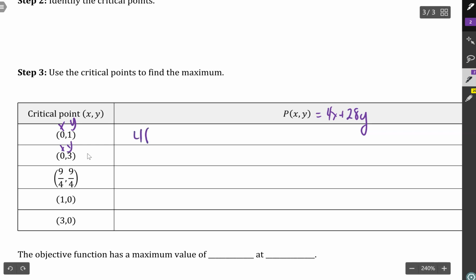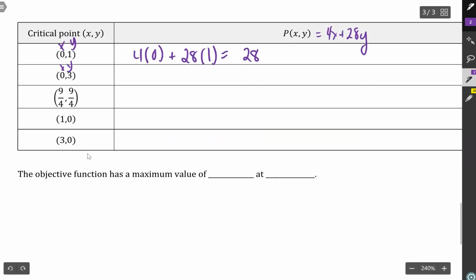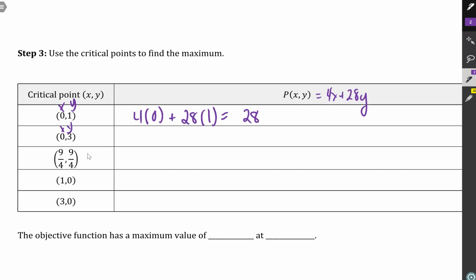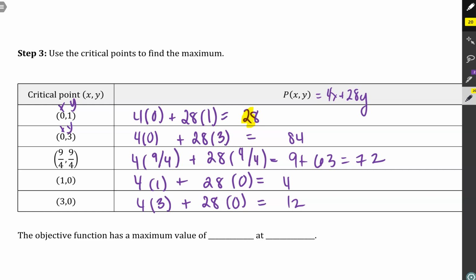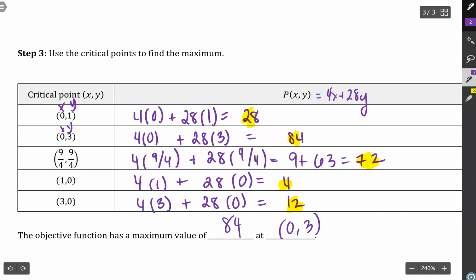So that would look like 4 times 0 plus 28 times 1. So the first one we get 28. I don't think that one will be our largest. So continue to do this and see what you get for your answer. Play the video when you're ready to check that. So here's what I came up with. I got 28, 84, 72, 4, and 12. So it looks like 84 is the largest value. That's the maximum. And 84 occurs at (0, 3). So there is a maximization problem using Desmos to help you.